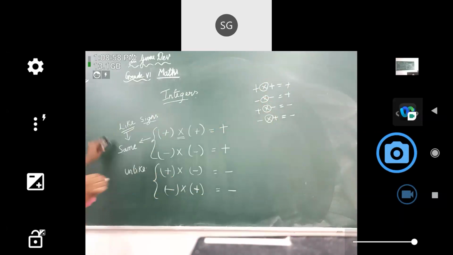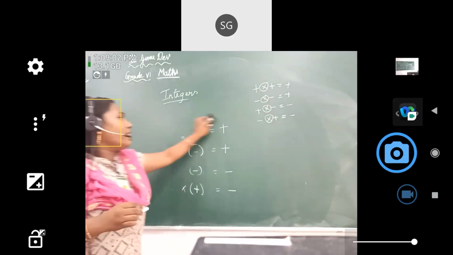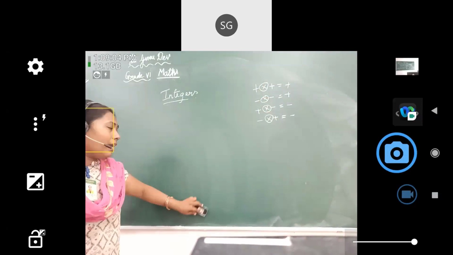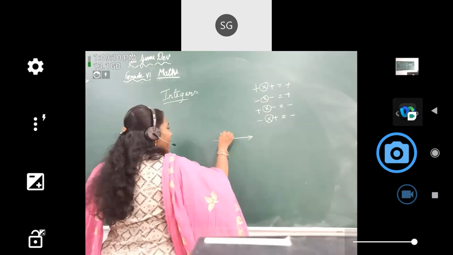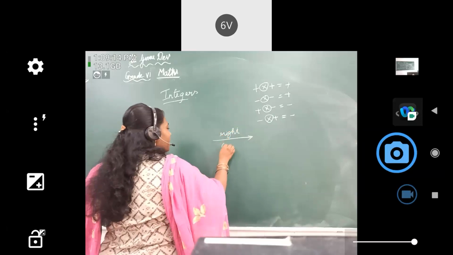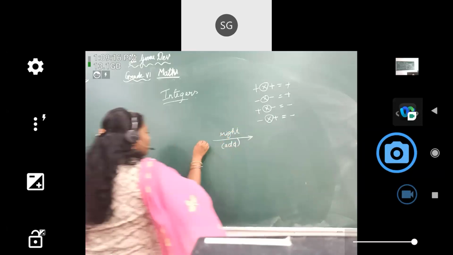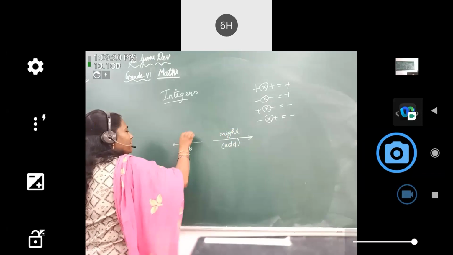Okay. Now, we saw number line addition and subtraction. So in that, when you add a number, you will be moving towards the right side. Yes, this is addition. When you subtract, you move towards your left side. Okay, very good.